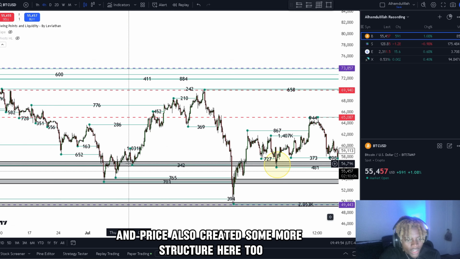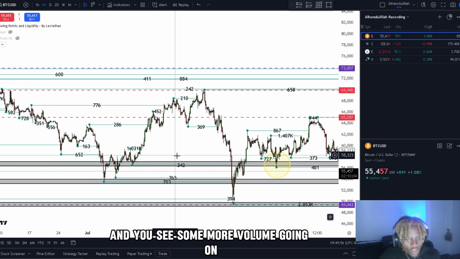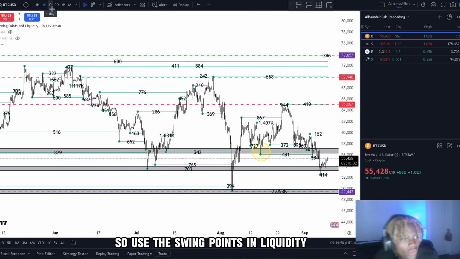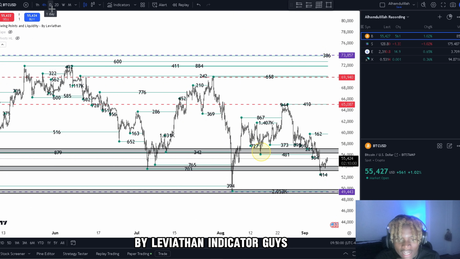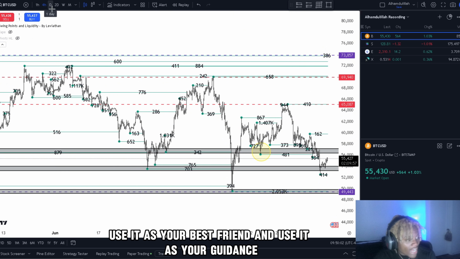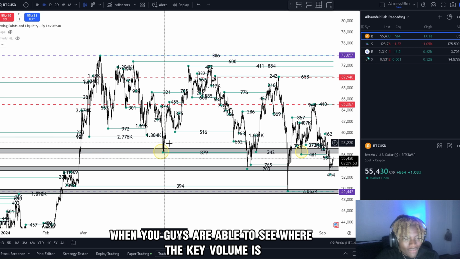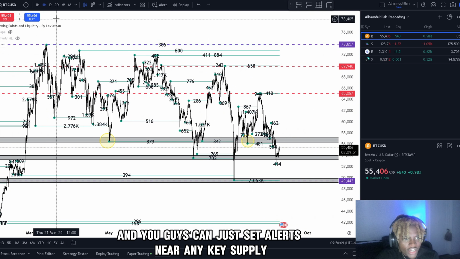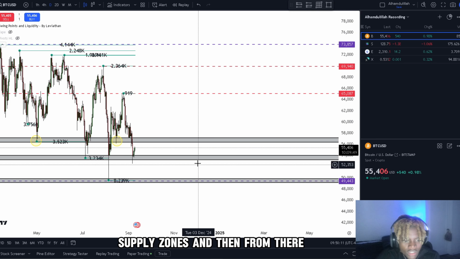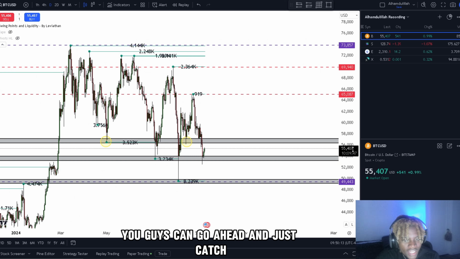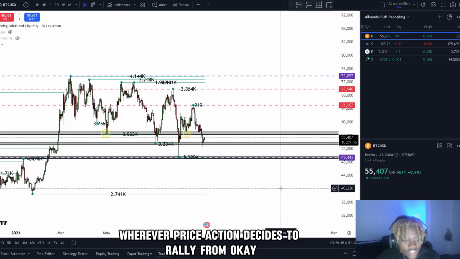And price also created some more structure here, and you see some more volume going on. So use the Swing Points and Liquidity by Leviathan indicator, guys. Use it as your best friend and your guidance. Okay? It's going to be a lot easier when you're able to see where the key volume is, and you can just set alerts near any key supply zones. And then from there, you can just catch wherever price action decides to rally from.